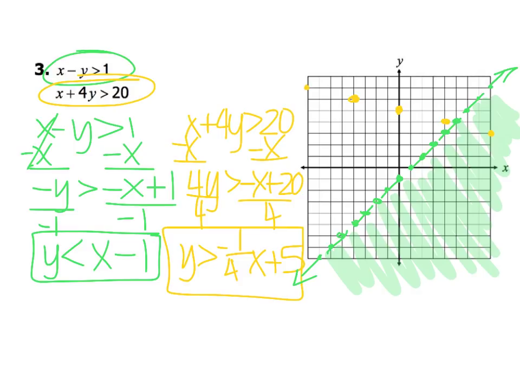Connect all of our dots, and we're using a dashed line again because it's just greater than. Dashed line there. And for this one, we want to shade above. So we shade above this line, so that would be this part up here. Now, the only part where they overlap would be this little section right here. So that is our solution to this system of linear inequalities.